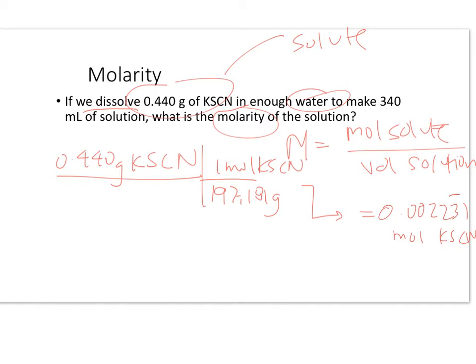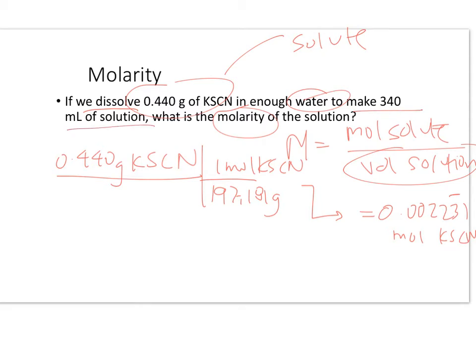Okay, and then our total volume of our solution is what we need to know next. Okay, well, our grams of KSCN aren't going to change our volume. So we go ahead and look at the next best thing in terms of what is going to provide the volume of our solution. So in this case, what they've done is they've told us that we are going to make a solution that has 340 milliliters.